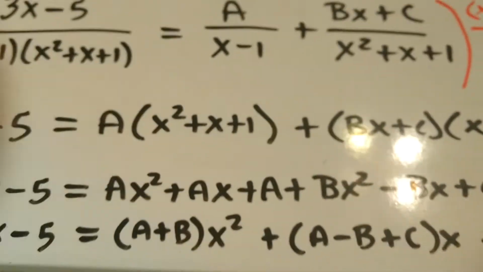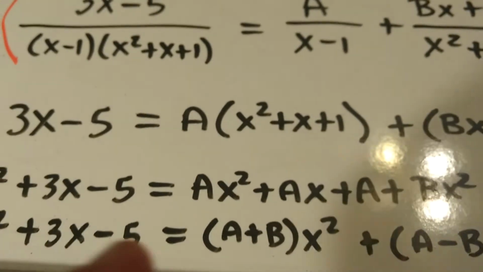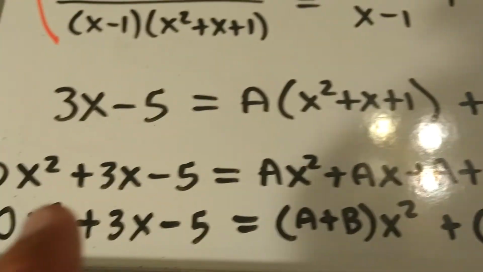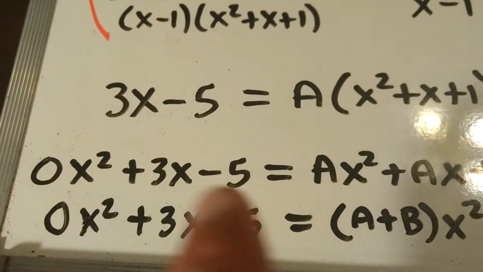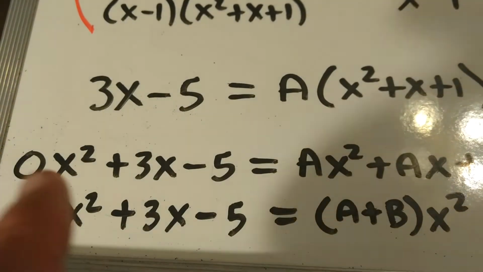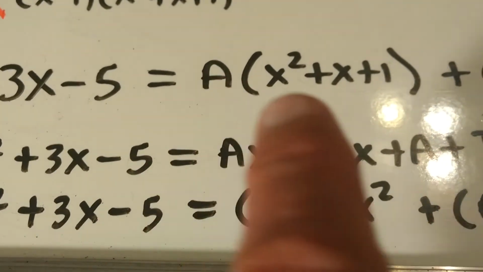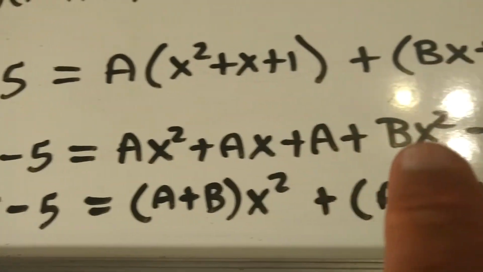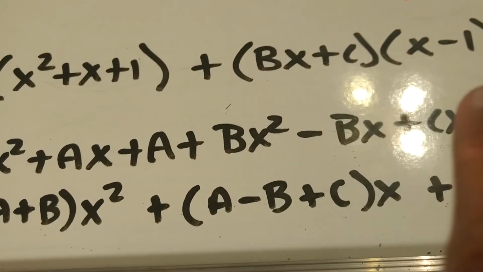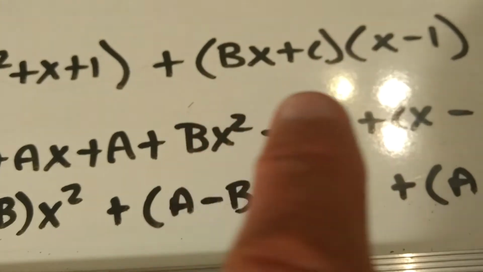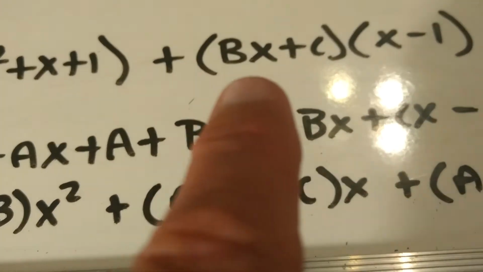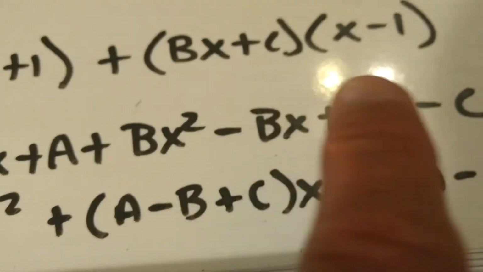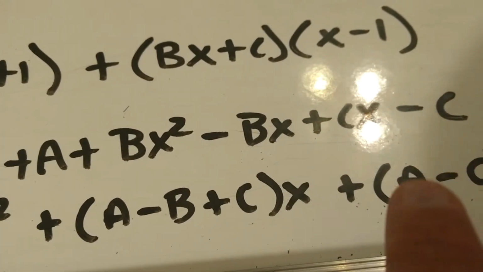So now, first of all, I realize I'm going to have an x squared term, so I'm going to put this 0x squared over here. Remember, this has to be in perfect descending order on both sides. When I distribute here, I get Ax squared plus Ax plus A. Here, this is a binomial times binomial, so I multiply the first times the first, get Bx squared, Bx times minus 1 is minus Bx, C times x is Cx, C times minus 1 is minus C.